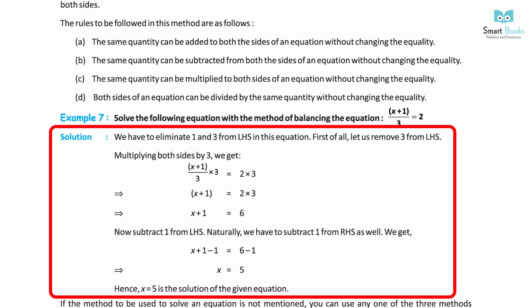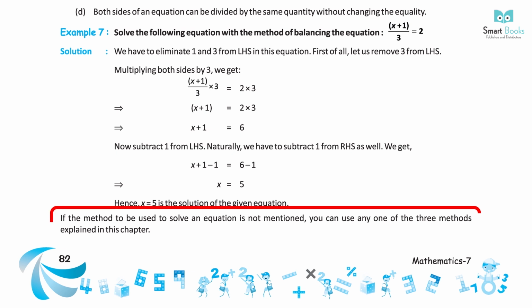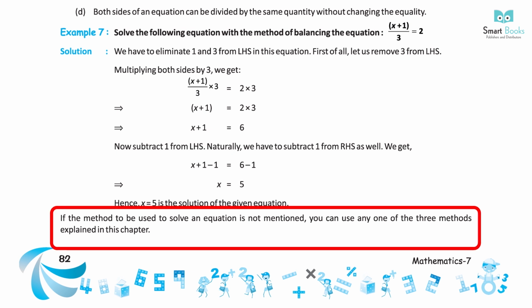Now subtract 1 from the left hand side. Naturally, we have to subtract 1 from the right hand side as well. We get x plus 1 minus 1 equals 6 minus 1. x equals 5. Hence, x equals 5 is the solution of the given equation. If the method to be used to solve an equation is not mentioned, you can use any one of the 3 methods explained in this chapter.